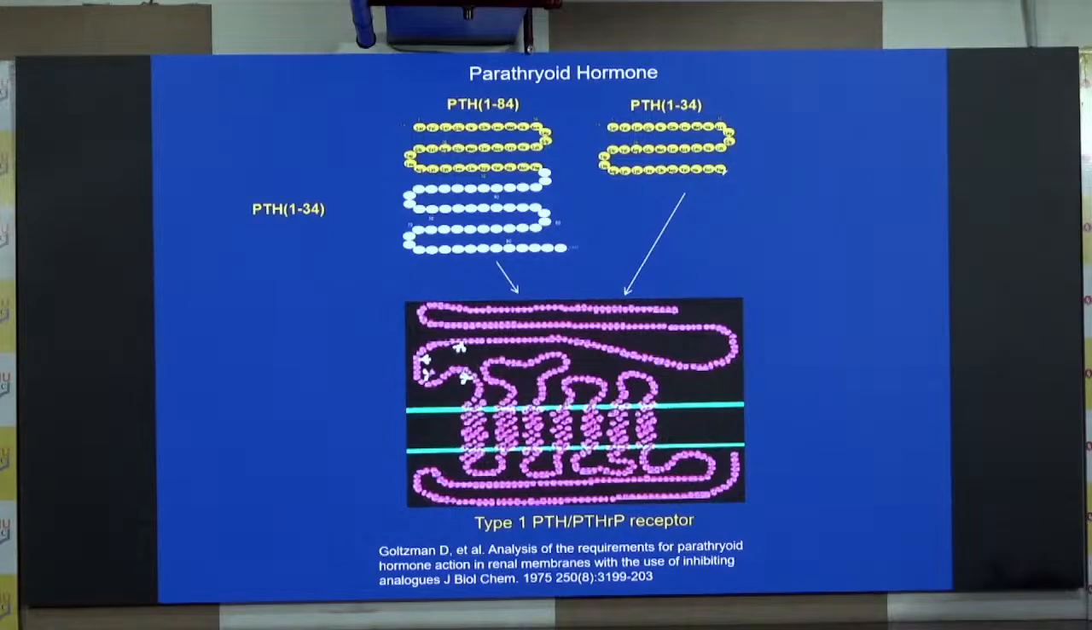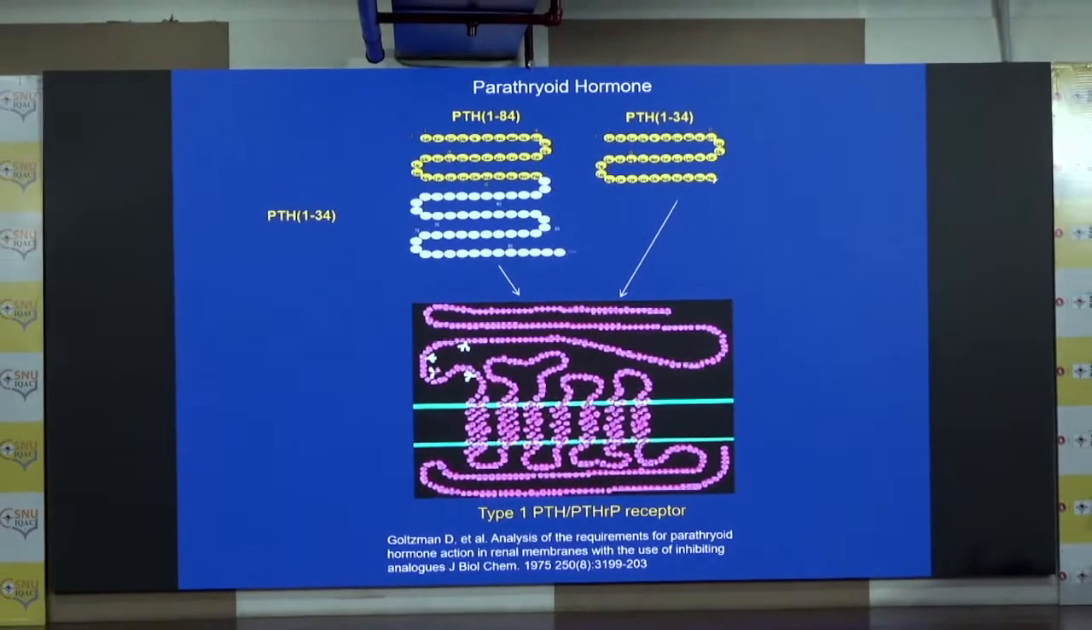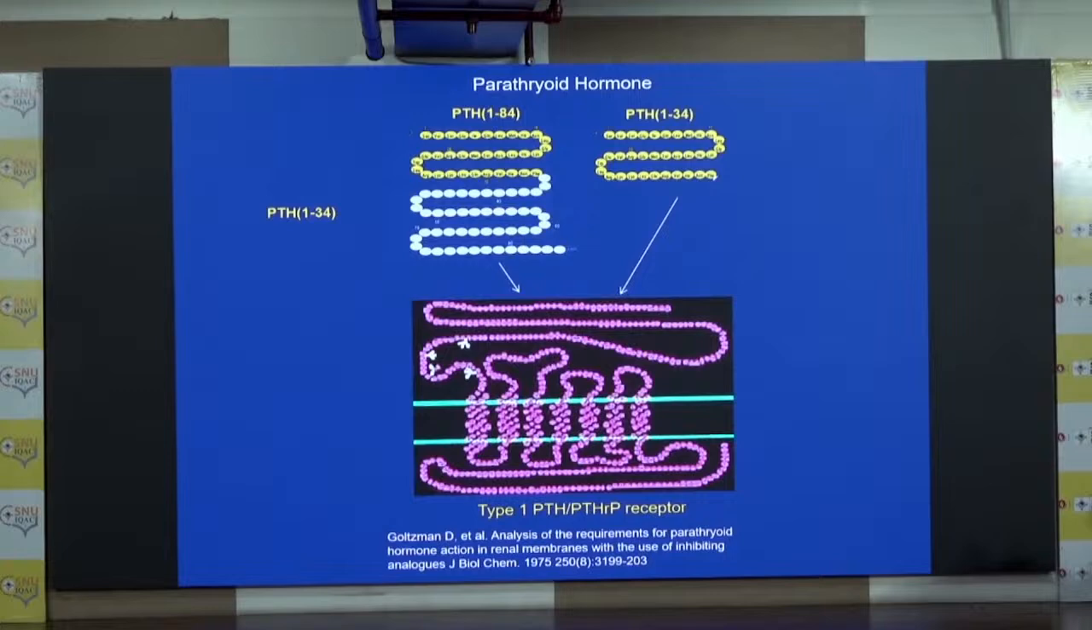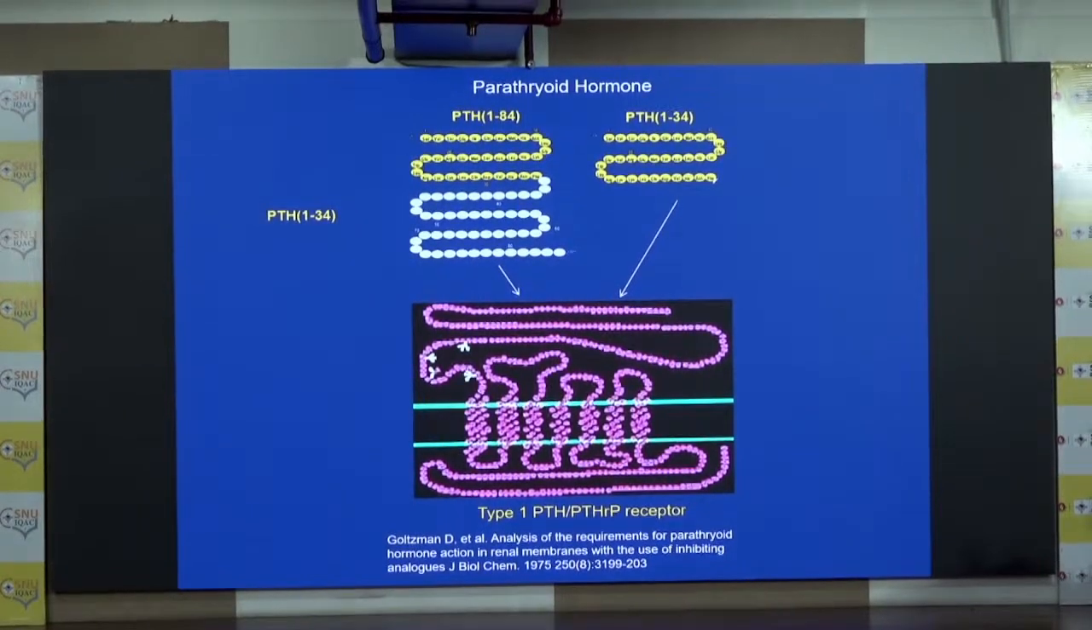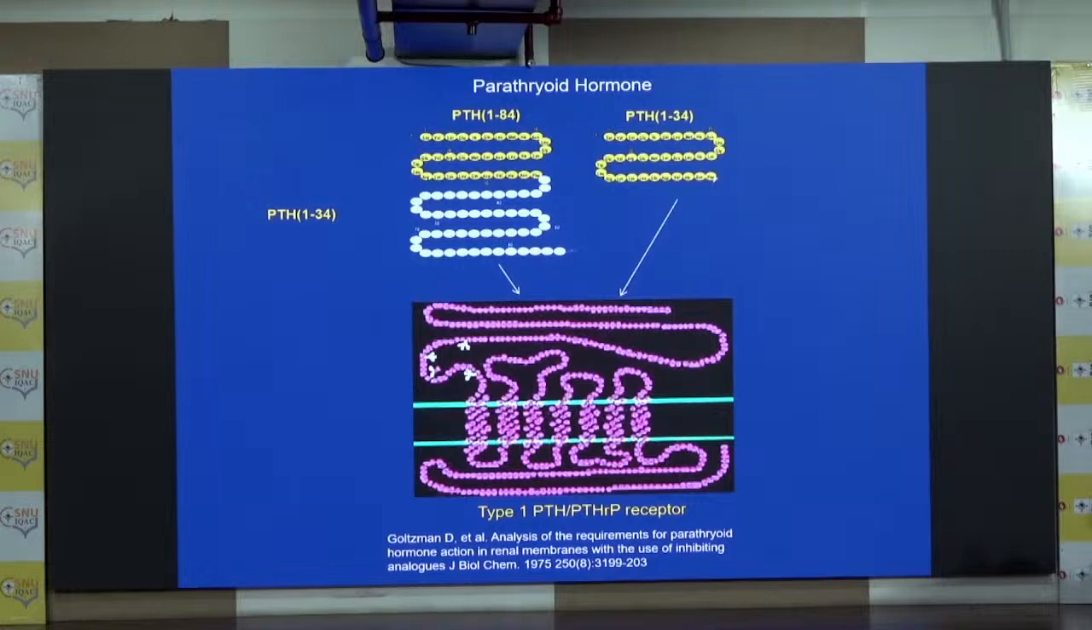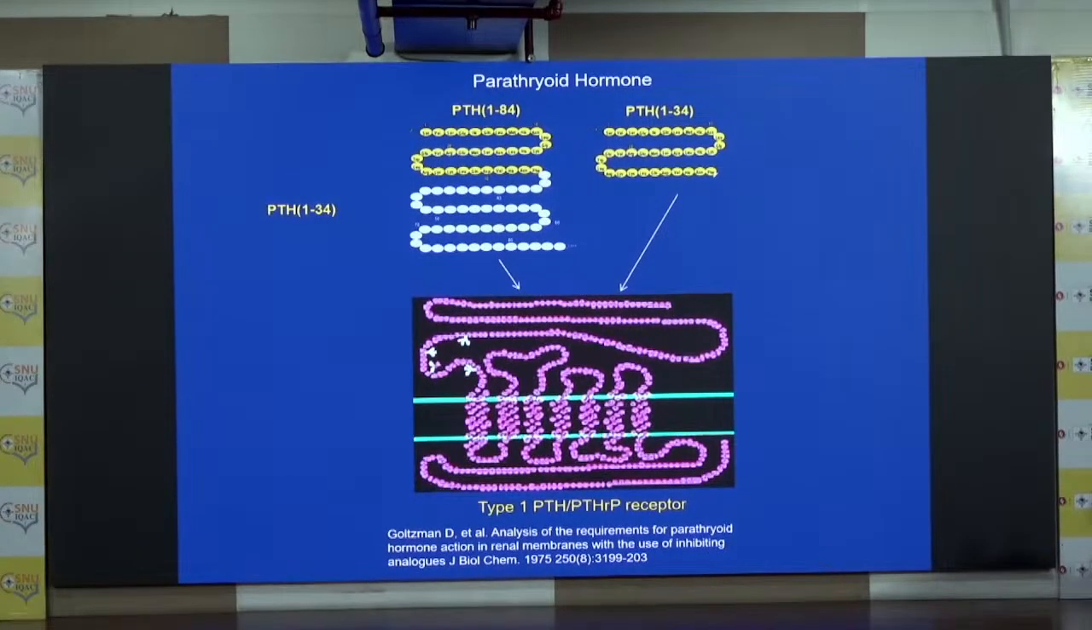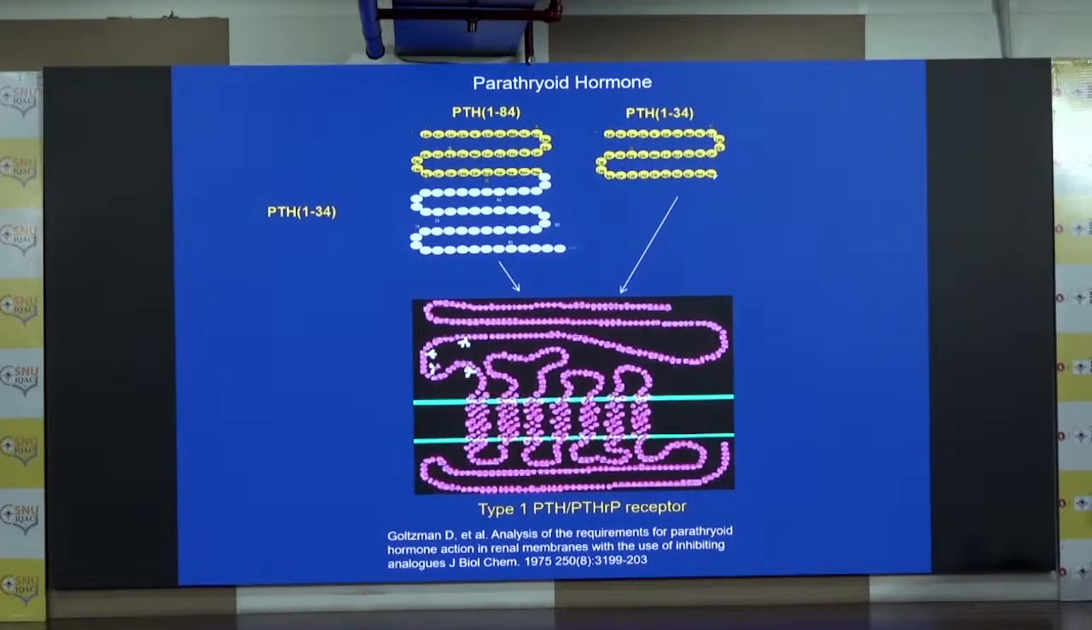And PTH 1 to 34 or PTH 1 to 84 can interact with a G protein linked receptor in the cell membrane, which is a 7-transmembrane receptor. And this will set off further downstream signaling. If you remove just the first two residues of PTH 1 to 34 or PTH 1 to 84, it's inactive.